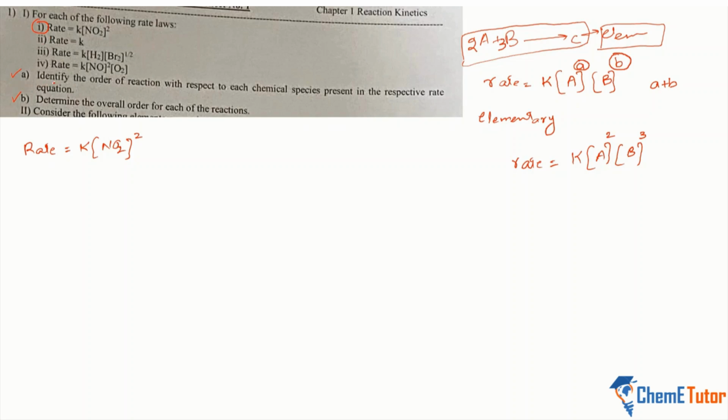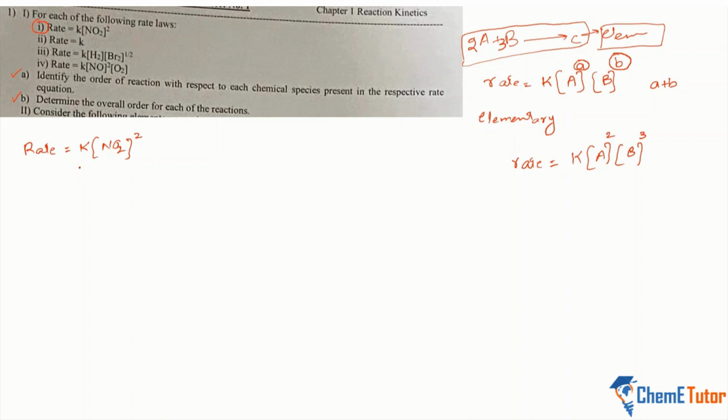In part A, he says to identify the order of the reaction with respect to each chemical species present in the respective rate reaction. And the second is to determine the overall order of each of the reactions.